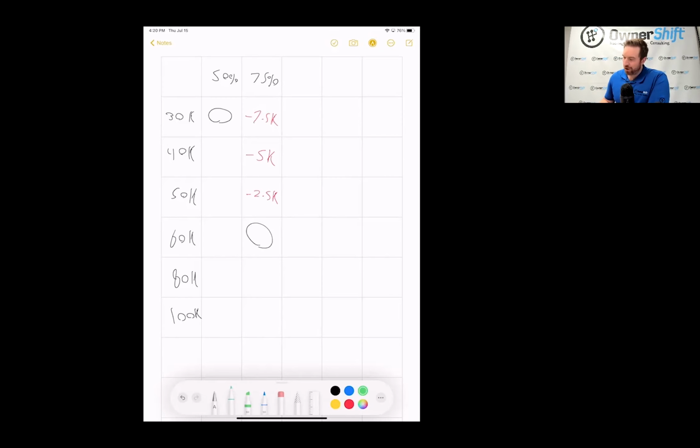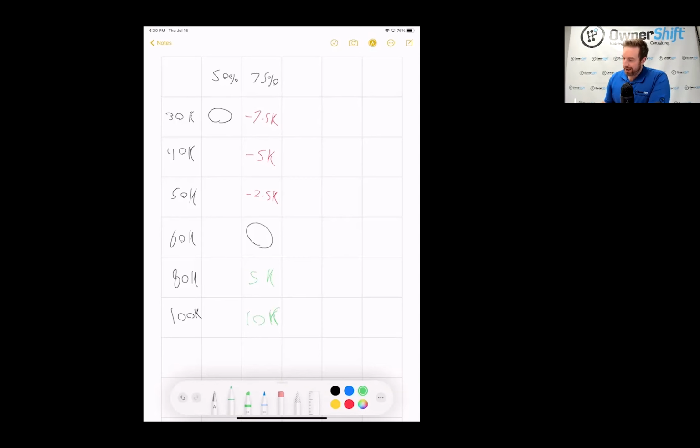Okay. And then on 80K, we would make 5K, and then you would make 10K off of 100,000. And that again is only a 10% profit margin. So don't recommend it. Now let's look at if your variable costs were 50% or closer to it.